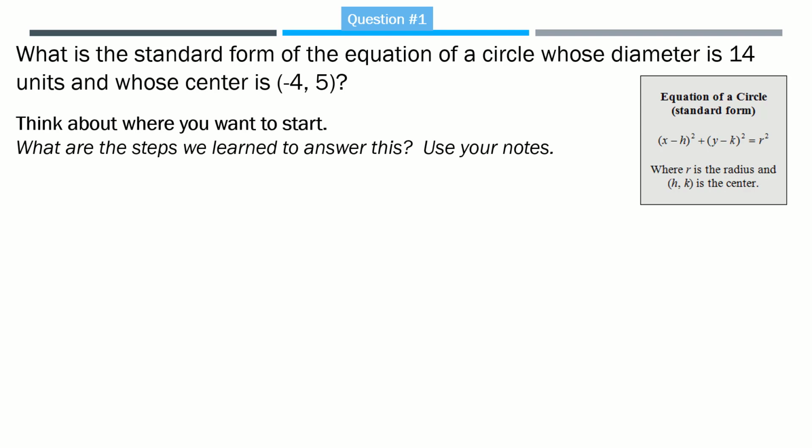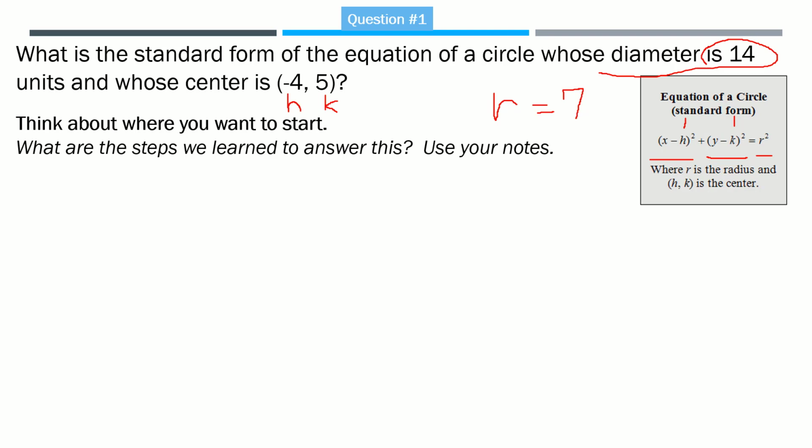So let's take something from our notes. We want to look at the equation of a circle in standard form. That equation is (x - h) squared plus (y - k) squared equals r squared, where h and k are the coordinates of the center of the circle. So h is -4 and k is 5. We have the diameter, we don't have the radius, but we can take half of the diameter to find the radius. So 14 divided by 2 is 7, so r is equal to 7.